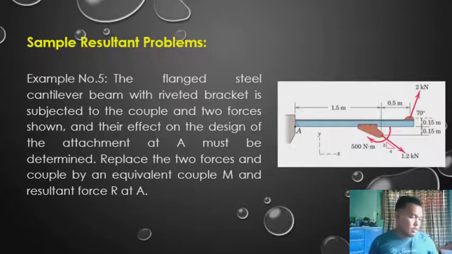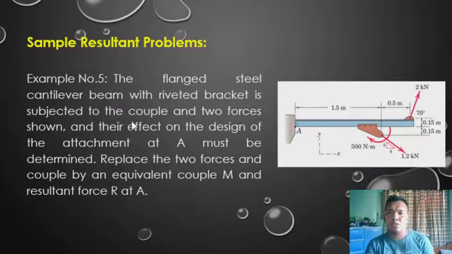Okay. Another example tayo. Number 5. The flange of steel cantilever beam with the riveted brackets is subjected to the couple and two forces shown. And their effect on the design of the attachment at A must be determined. Replace the two forces and couple by the equivalent couple M and resultant force R at A. So, kunin daw natin yung moment dito sa point A at yung resultant force na mapuproduce nitong dalawang force na to, no?